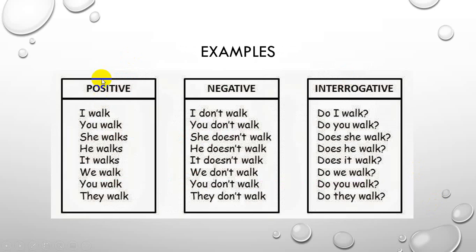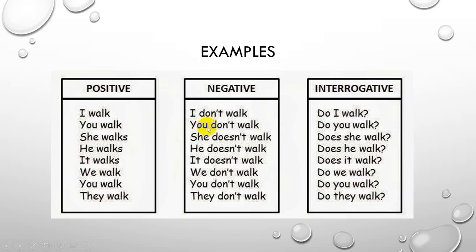We have examples. Positive form, I walk. If you want to put a complement, you maybe put I walk in the park. You walk in the park. When we use the third person, he, she, or it, the verb is different. She walks, he walks, it walks, okay? Only in those cases, he, she, or it.